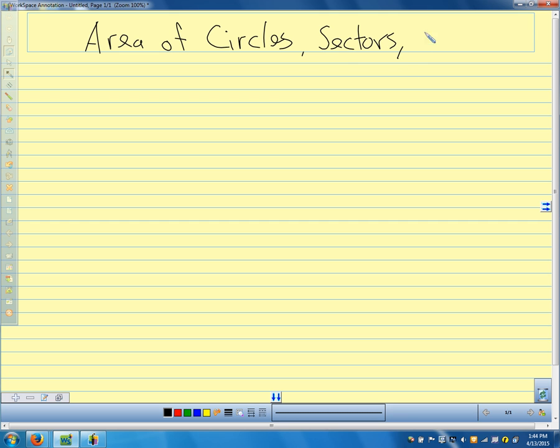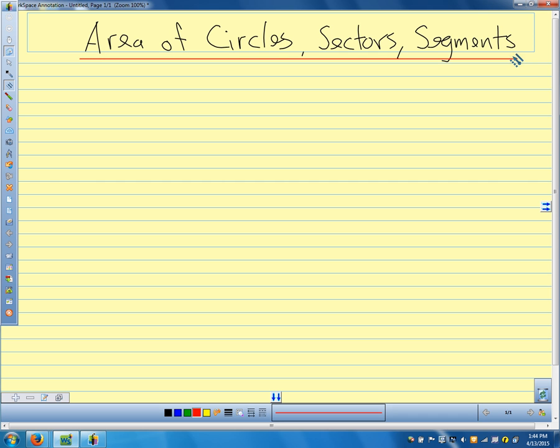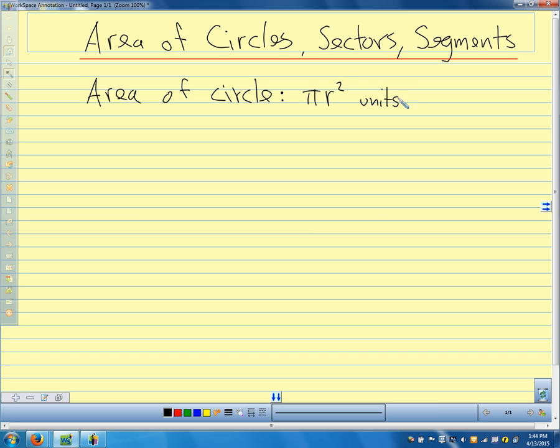So we're going to talk about areas of circles, sectors, and segments. All right. So hopefully we all will remember how to find the area of a circle. What's our formula for the area of a circle? Pi r squared. Pi r squared, units squared.